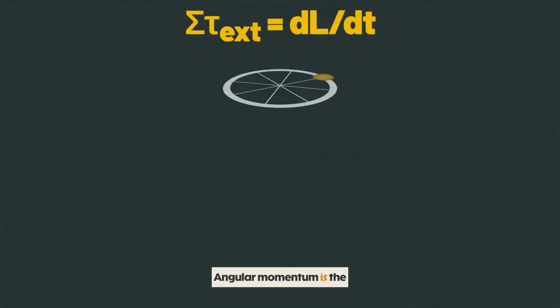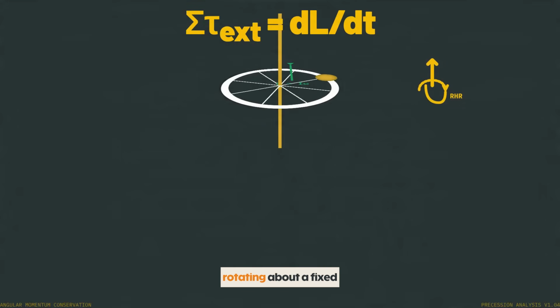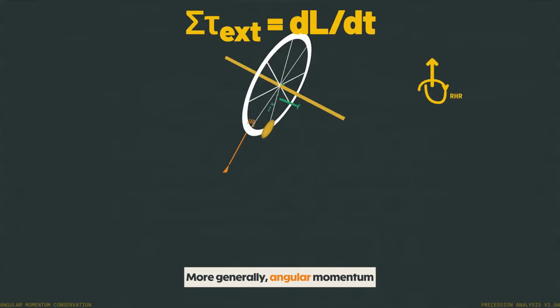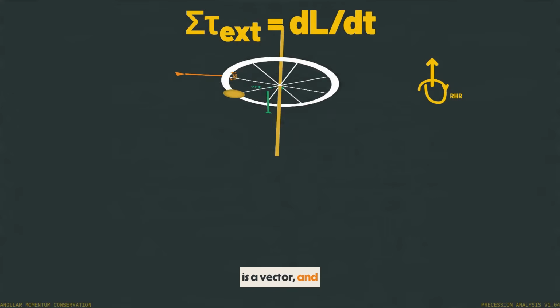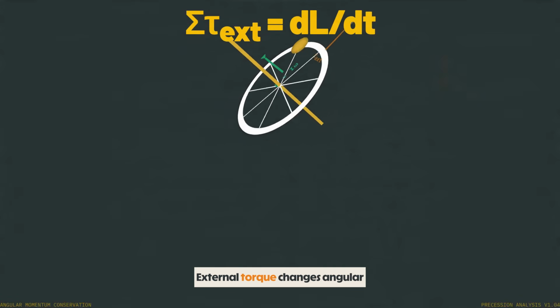Angular momentum is the rotational analog of linear momentum. For a rigid body rotating about a fixed axis, L equals I omega. More generally, angular momentum is a vector, and its direction follows the right-hand rule. External torque changes angular momentum over time.